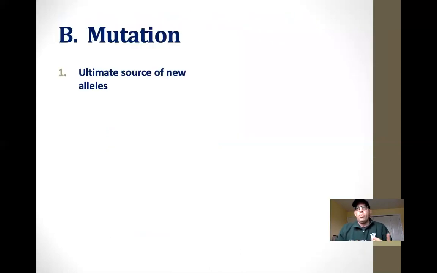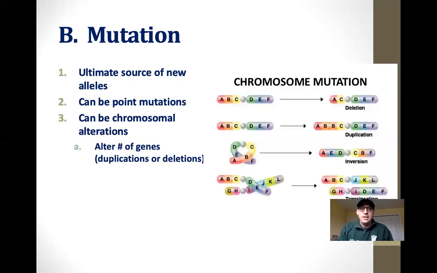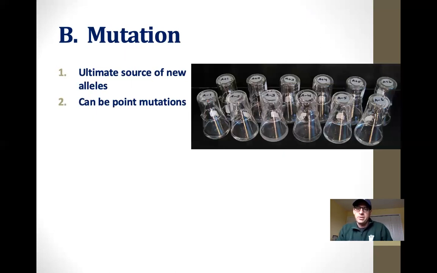So, where does variation come from? Well, the ultimate source of new alleles is, of course, mutation. Those can be point mutations. They can be chromosomal alterations. So I want to go back to this point mutation picture right here. This is from the lab of Richard Lenski at Michigan State University, who's been running what is called the long-term evolution experiment with E. coli since 1988 or 89. Not important really, but it's been going on for almost 30 years now.